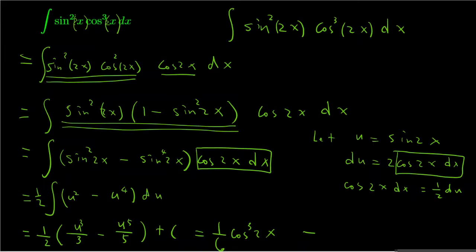Minus 1/2 times 1 over 5. I think you have 1 over 10. On denominator you have 10. The sign here is minus. And then u to the power of 5 in terms of x is cos of 2x and then to the power of 5.